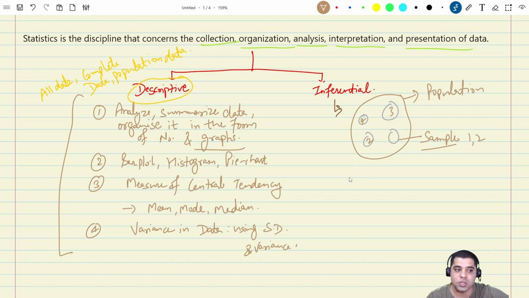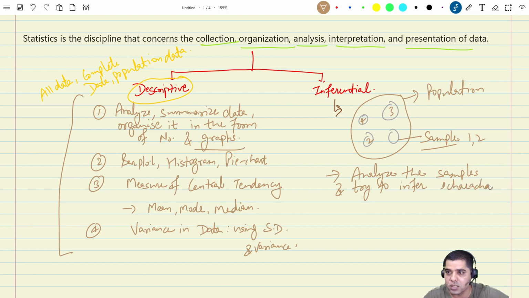So we analyze those samples, and based on that analysis, we try to infer results, or we can say results or characteristics, about the entire population from that sample.